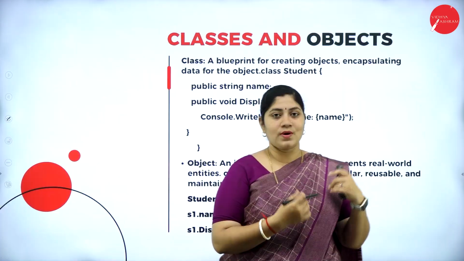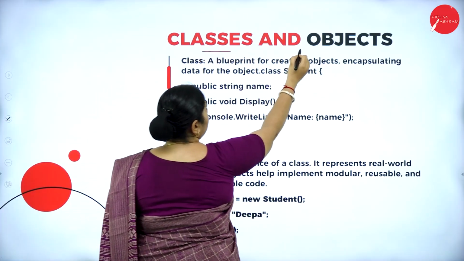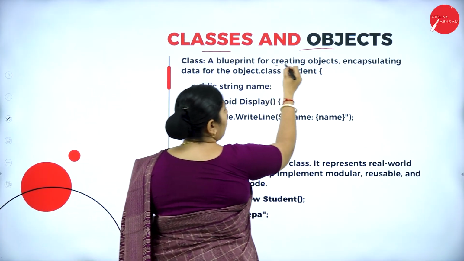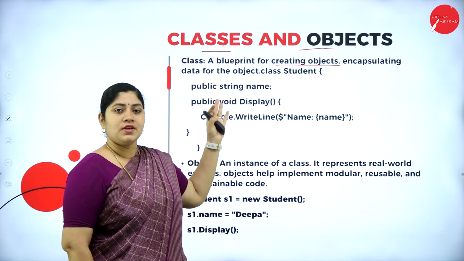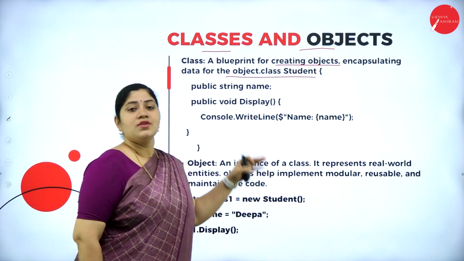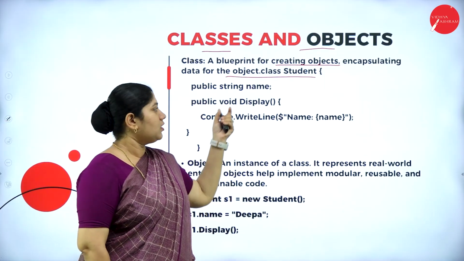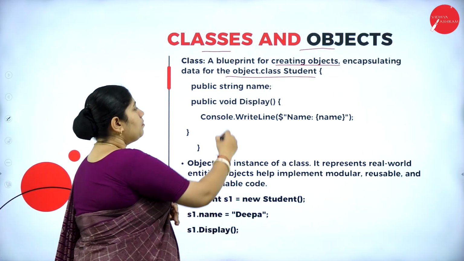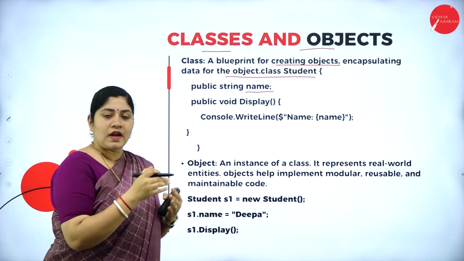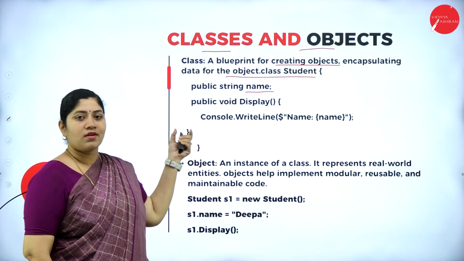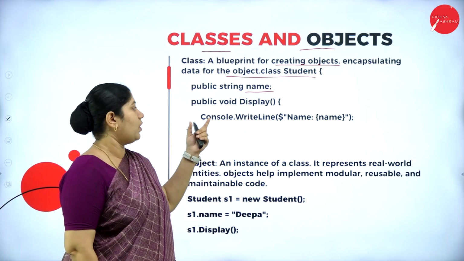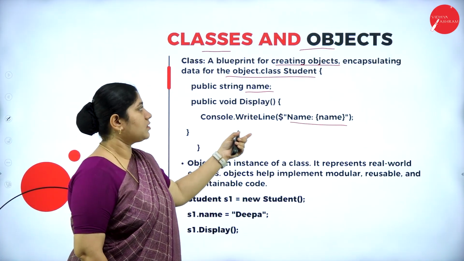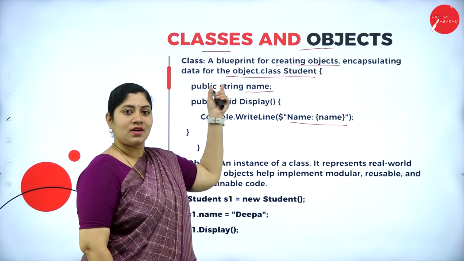Let's move forward. The next concept is classes as well as objects. A class is nothing but a blueprint for creating objects, and it also encapsulates data for the object. So this is a simple class. Now let's see an example. We are considering a class Student and we are writing some statements like public string name, under which we'll be writing the names of the students, and we are creating a display block wherein we are writing a WriteLine as name. So this is a simple block which depicts a class.